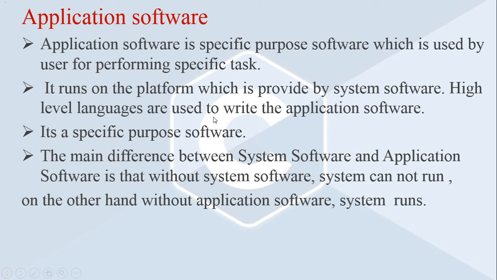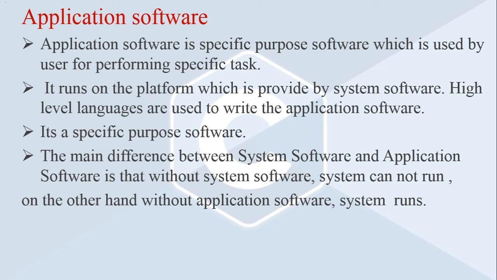High-level languages are used to write the application software. It is a specific purpose software. System software is general purpose software. It supports the execution of all types of application software, and each of these application software is meant for a specific purpose. The main difference between system software and application software is that without the system software, a system cannot run. On the other hand, without application software, we can still run a system.